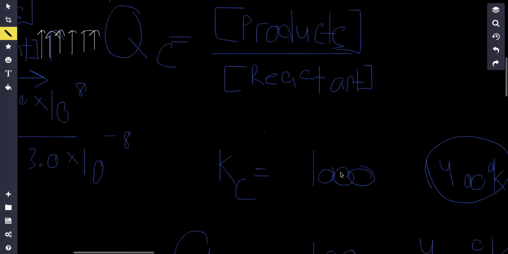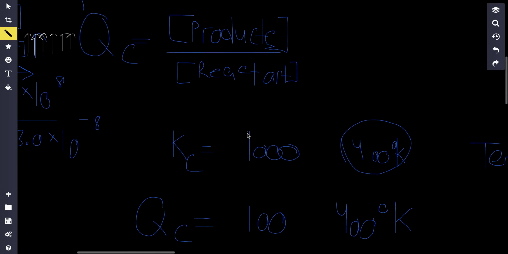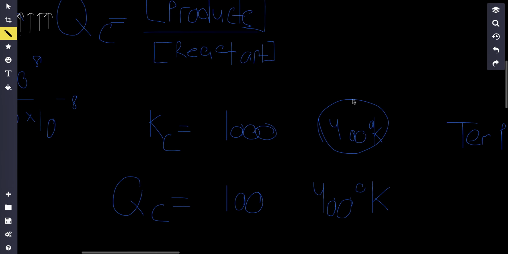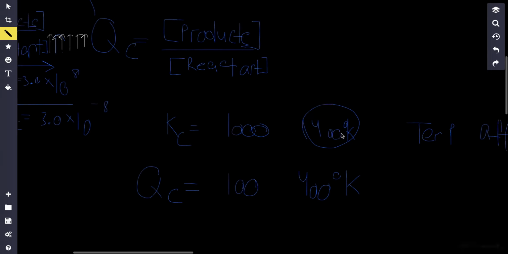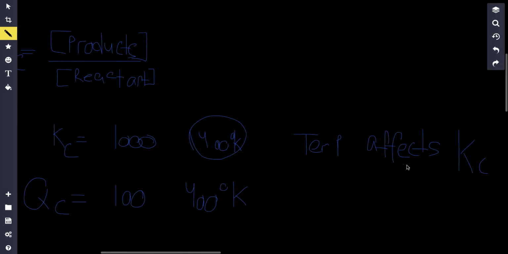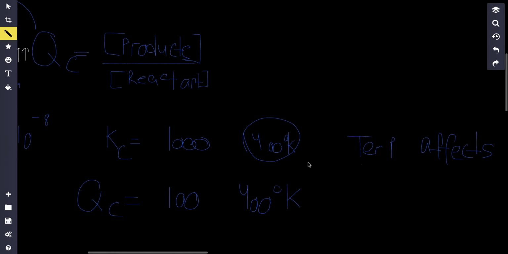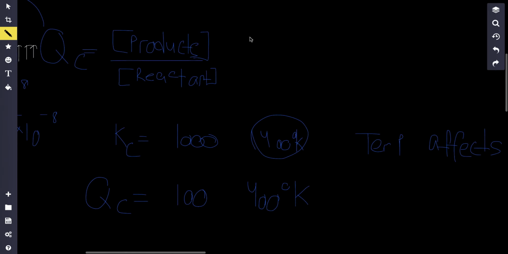So in this case, let's say I have an equilibrium constant of 1,000, just to simplify things. And let's say this is at 400 degrees Kelvin, and my reaction quotient for this reaction is 100, and it's still at 400 degrees Kelvin. My temperature is constant because temperature actually affects your equilibrium constant, because your equilibrium constant, remember, is the concentration of products over concentration of reactants.